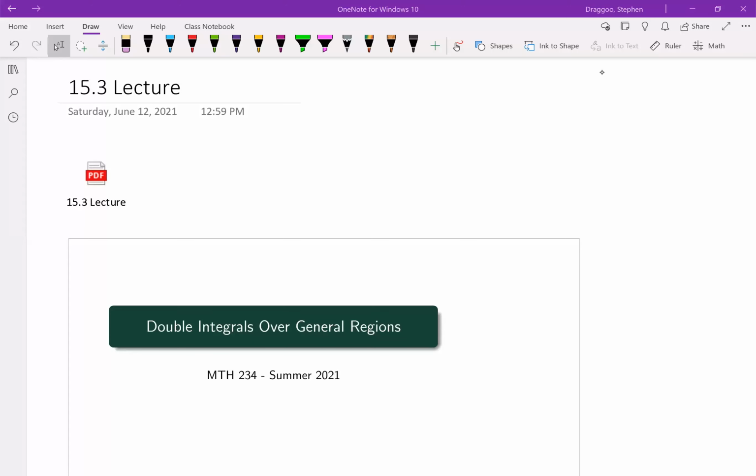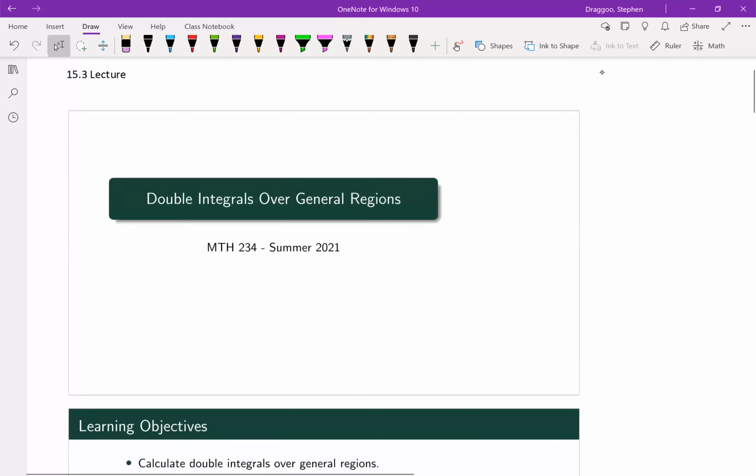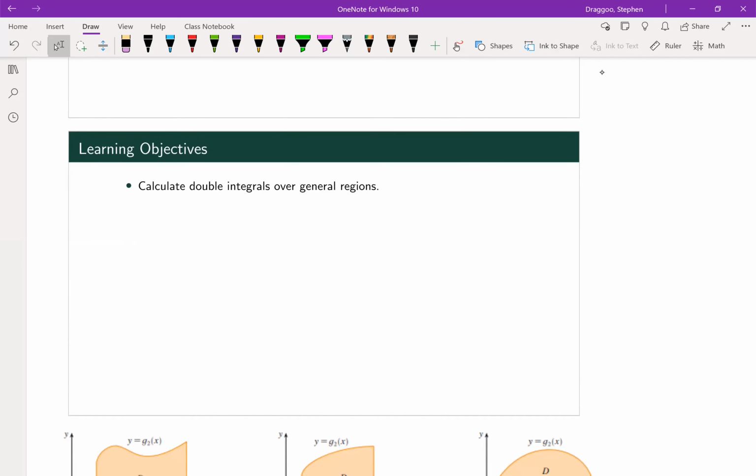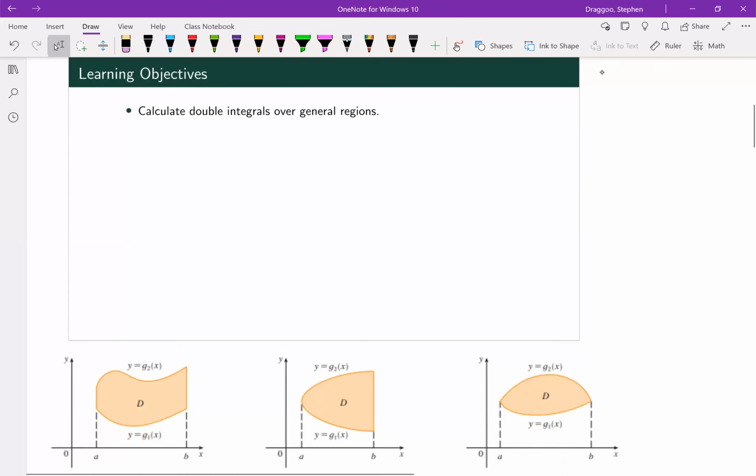Let's take a look at section 15.3, which is going to expand our double integrals into generalized regions instead of just rectangles. So just one learning objective this time, and that'll be to calculate those double integrals over generalized regions.